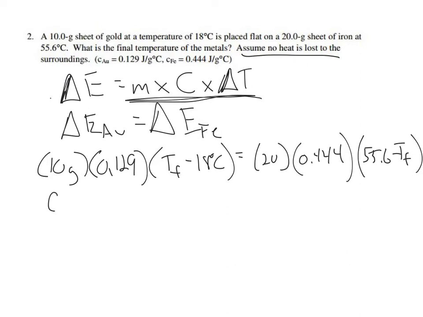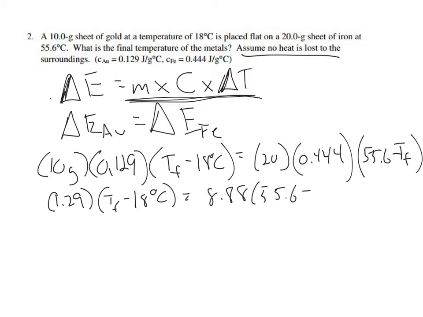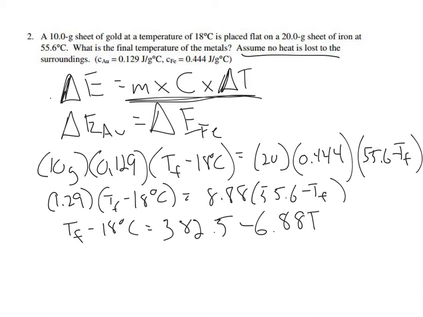So we're going to work this out. A couple of steps here. We've got 1.29 times the change in temperature, final temperature minus 18 degrees, equals 8.88 times 55.6 minus the final temperature. We can simplify that a little bit by dividing both sides by 1.29, and we get final temperature minus 18 equals, I multiplied this through, I distributed, okay, and we end up with 382.5 minus 6.88 times final temperature.